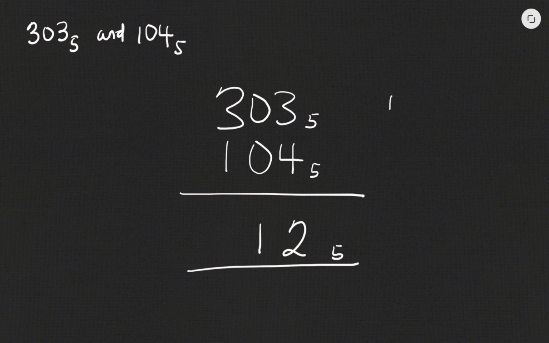Then I come here, 3 plus 1 is 4. It's not 5 or above, so I write down the 4. So 303 base 5 plus 104 base 5 will give me 412 base 5.